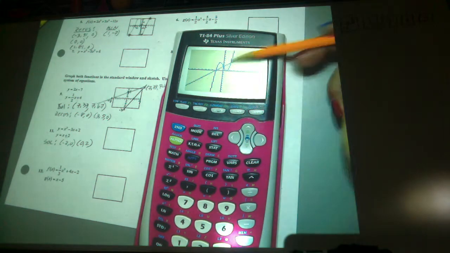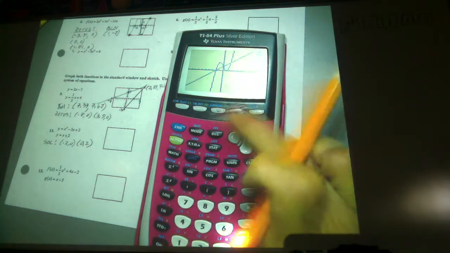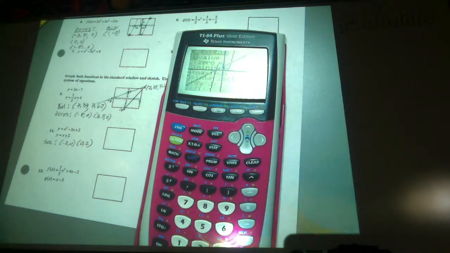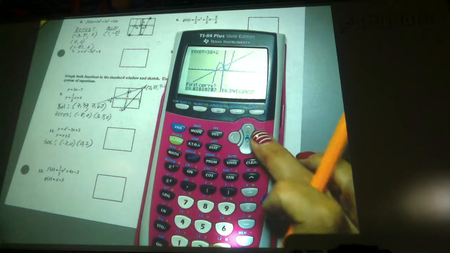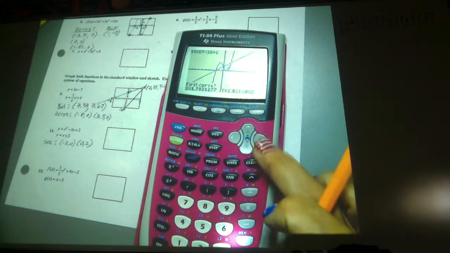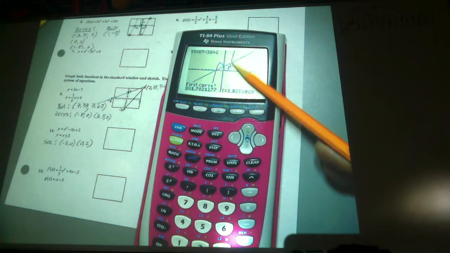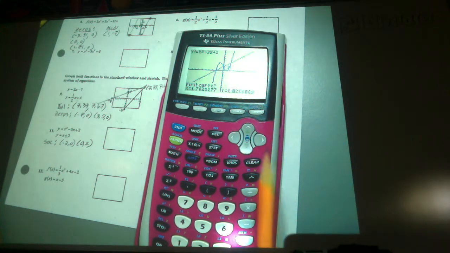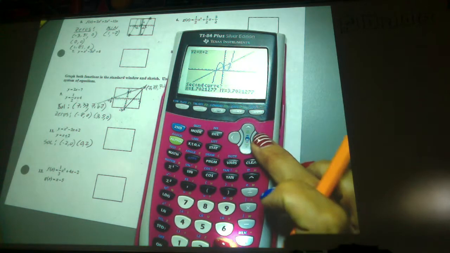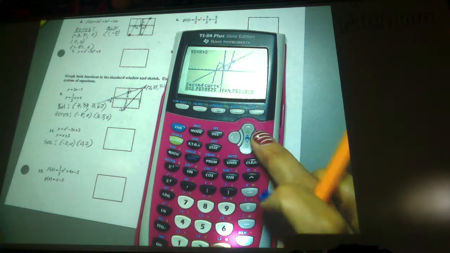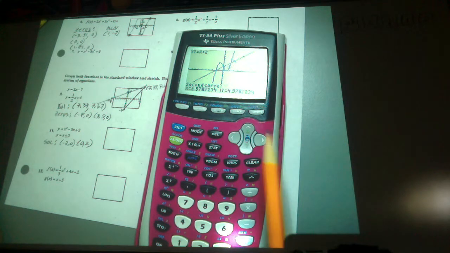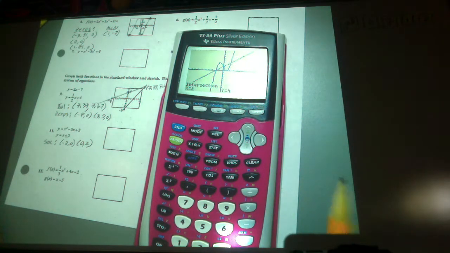And then find your last intersection, which is up here. So second calc, number 5 for intersect. Scroll closer on the curve to that intersection, so between the hump and the intersection, hit enter. And it's on the line. I want to move it to the right side of the intersection, so I don't want my calculator confused. And then enter a third time. So we have some nice intersections, 2, 4.